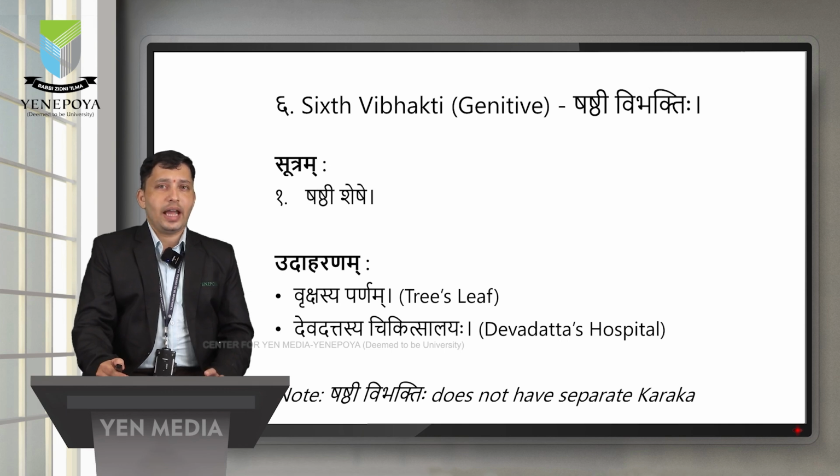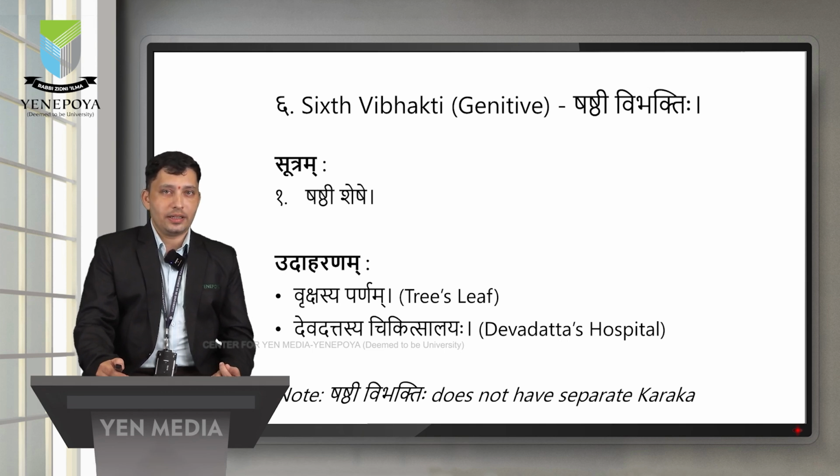So this doesn't have a separate karaka, but this vibhakti expresses the relationship between a noun and the kartra karaka, or the verb or action word in a sentence. That's why it doesn't have one, because it is related to kartra. We can see the relationship in Vrikshasya Parnam. The first example says the leaf is related to the tree, that particular tree.